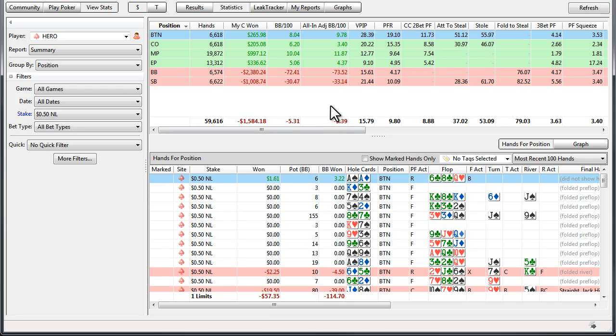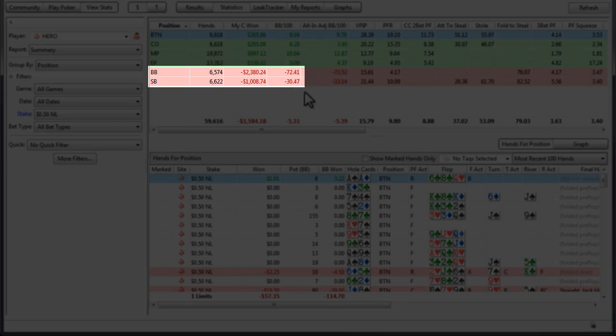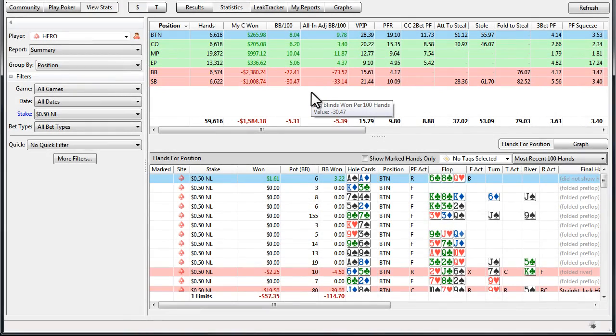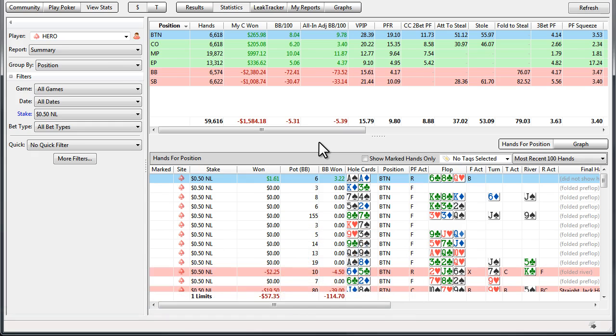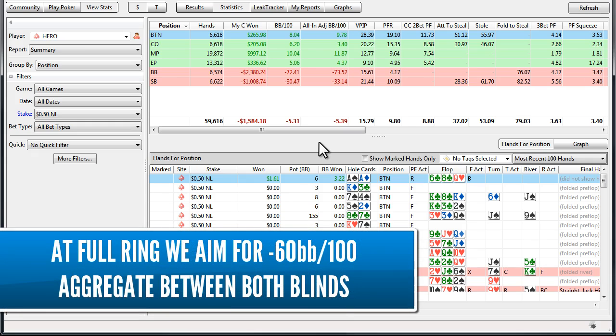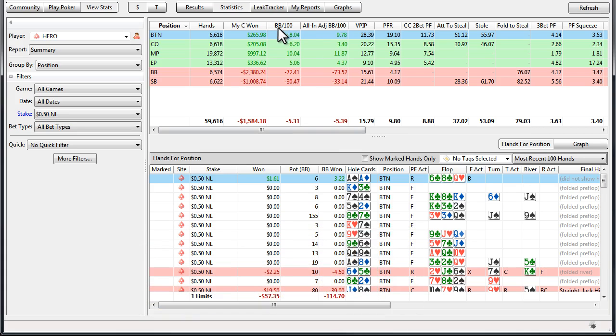And then the other thing that I'd like to mention is the loss rate. So the blind loss rate at this point is roughly negative 102, 103, and that is very, very, very high. Our aim point is negative 60 BB per 100. If you're running this in the big BB per 100, then that would be negative 30. But this is just PokerTracker BB per 100. So the aim point is negative 60 here, aggregate between the big and small.